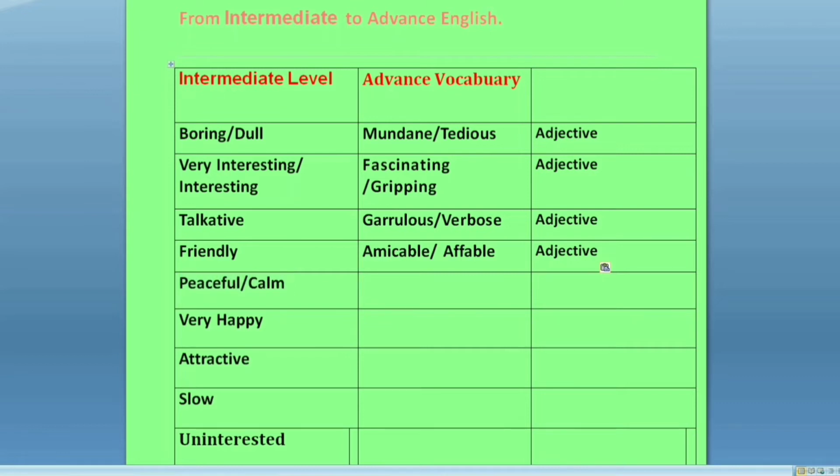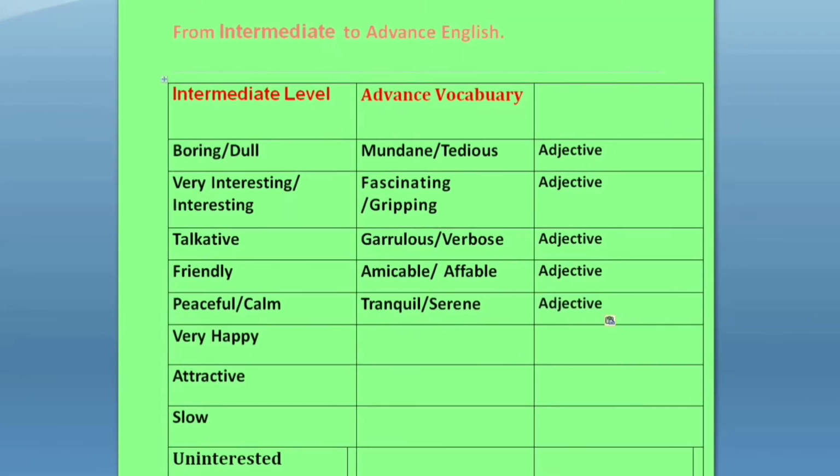So the fifth word which we have is peaceful. We commonly use this word peaceful or calm. So instead of that, we can use the word tranquil. Let me pronounce it once again. It's tranquil. And in place of calm, we can use the word serene, right? And again, they are adjectives, right?